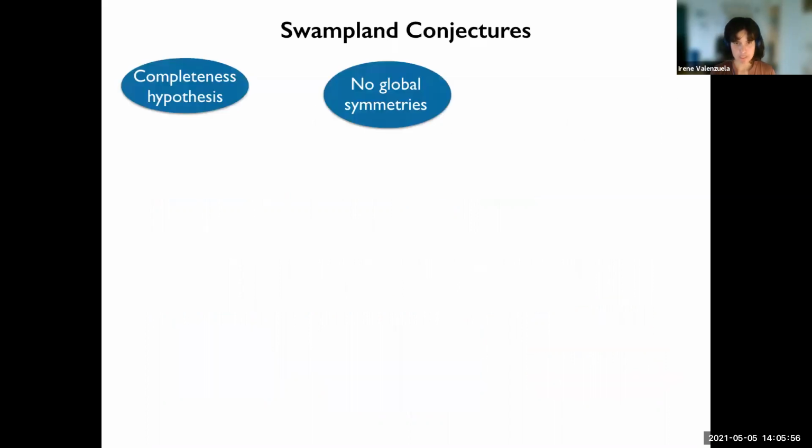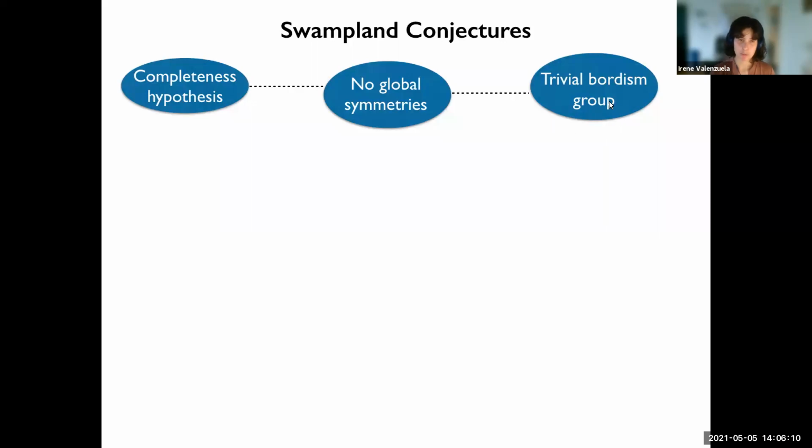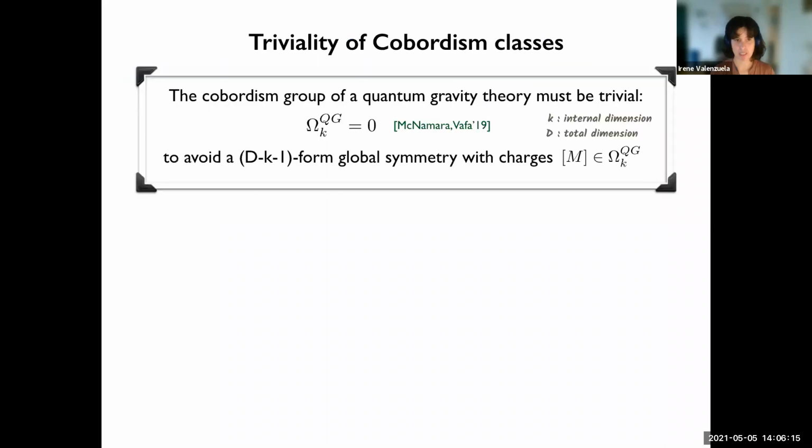Okay, so following this line of reasoning, that we want to allow for topology change in our theory, there is this other conjecture about the triviality of the cobordism group, in which one tries to phrase this in a more mathematical way, I would say. The conjecture is that the cobordism group of a quantum gravity theory should be trivial, precisely to avoid some p-form global symmetry with charges characterized by the non-trivial cobordism classes.